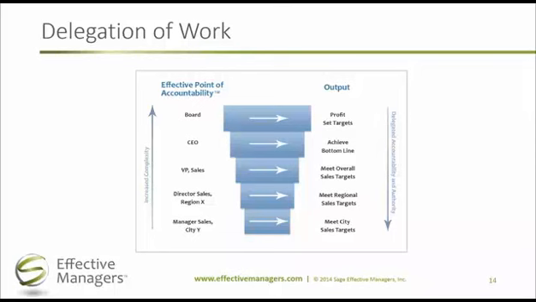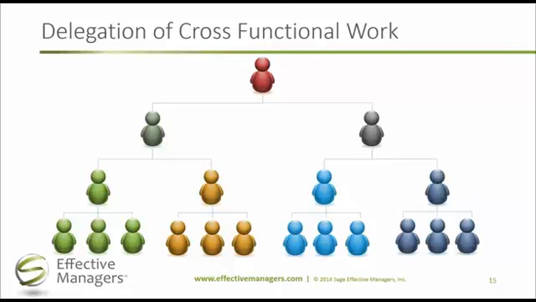So the whole point behind delegating work, and having that effective point of accountability, is thinking how low can we delegate work in the organization in a way that the capability of the individual is aligned with the complexity of the work that is necessary. So that's it for how work flows down the organization.